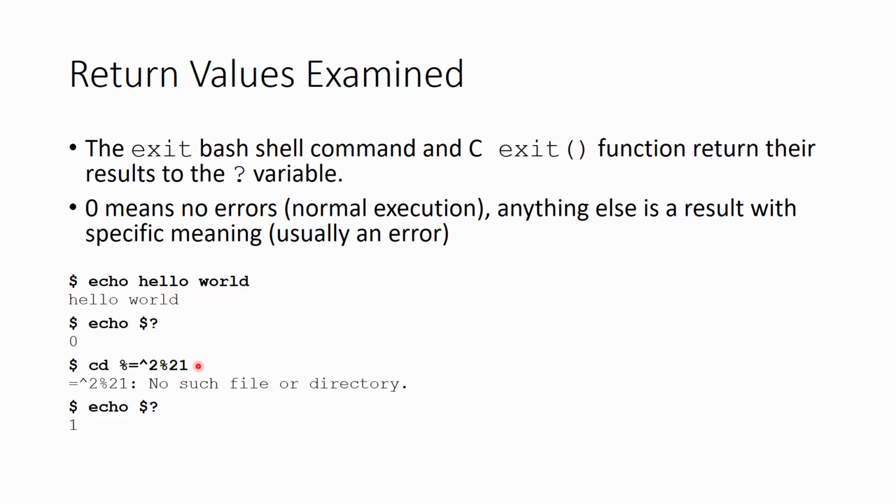Then if I cd to some bogus directory, I get a result out of cd that says, whoa, there's no such file or directory, what are you trying to pull? Then I can check out the question mark parameter, and sure enough, there I get a 1. 1 says that was an error. Whatever you just tried to do did not work.